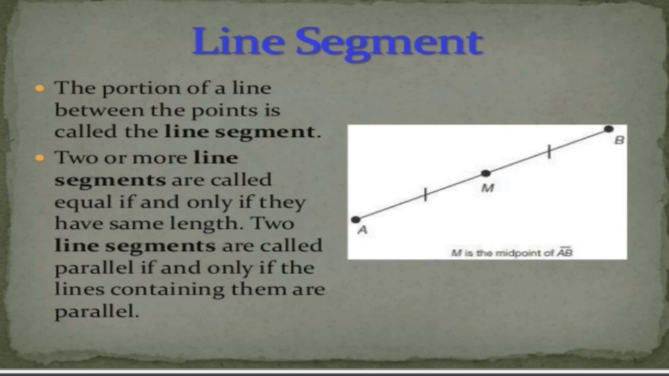Further, we shall learn about line segments. The portion of a line between two points is called line segment. Also, two or more line segments are called equal if and only if they have same length. And they are called parallel only if lines containing them are parallel. Here, the figure by side shows an example of line segment AB having M as its midpoint.